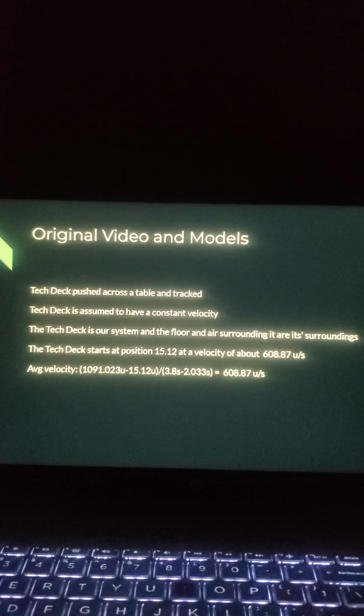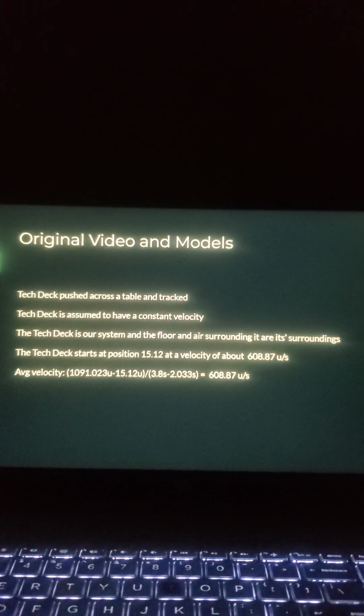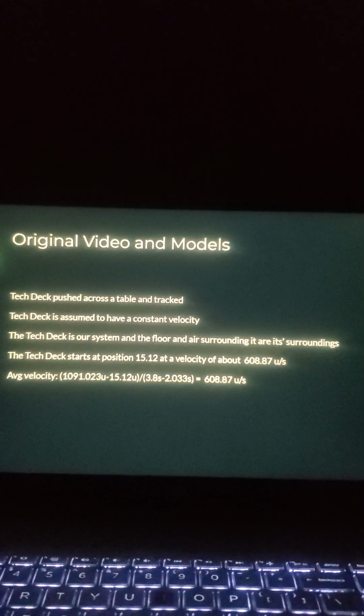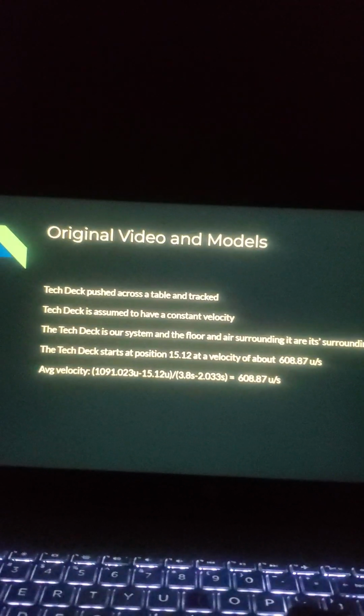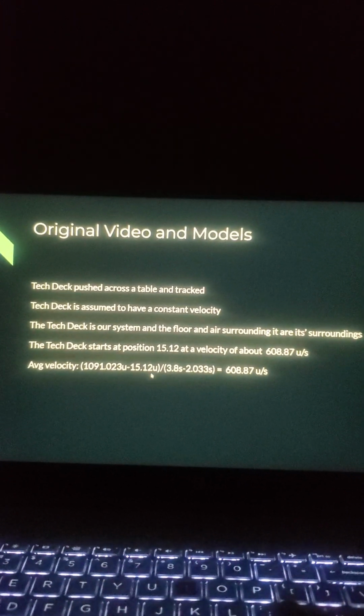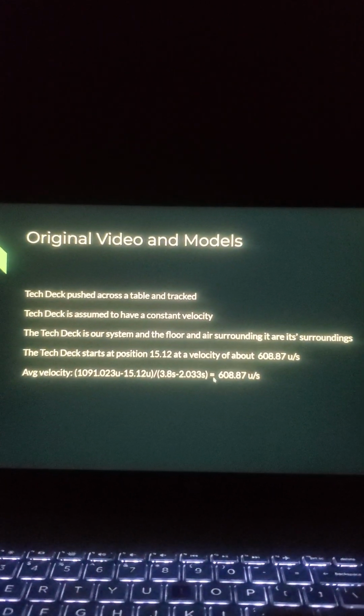The tech deck starts at position 15.12 and the velocity is about 608.87 units a second. We calculated that with the equation as seen here, which is the final position minus the initial position divided by the final time minus the initial time.